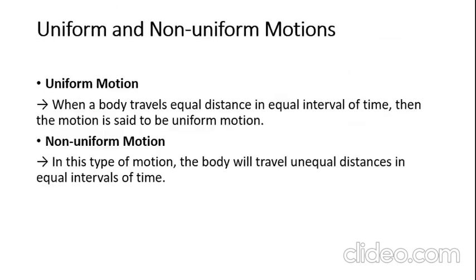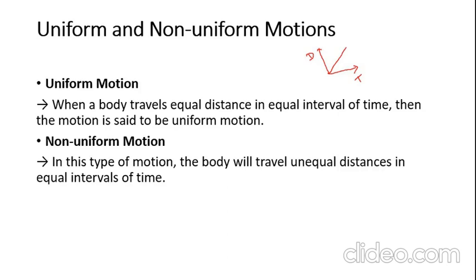Now let's see what is uniform and non-uniform motions. Uniform motion means when a body travels equal distance in equal interval of time, then the motion is said to be uniform motion. Let's see a graph here. X-axis time period, y-axis distance. When a body travels equal distance in equal interval of time, when time period increases, distance should also increase. So this kind of motion is called uniform motion.